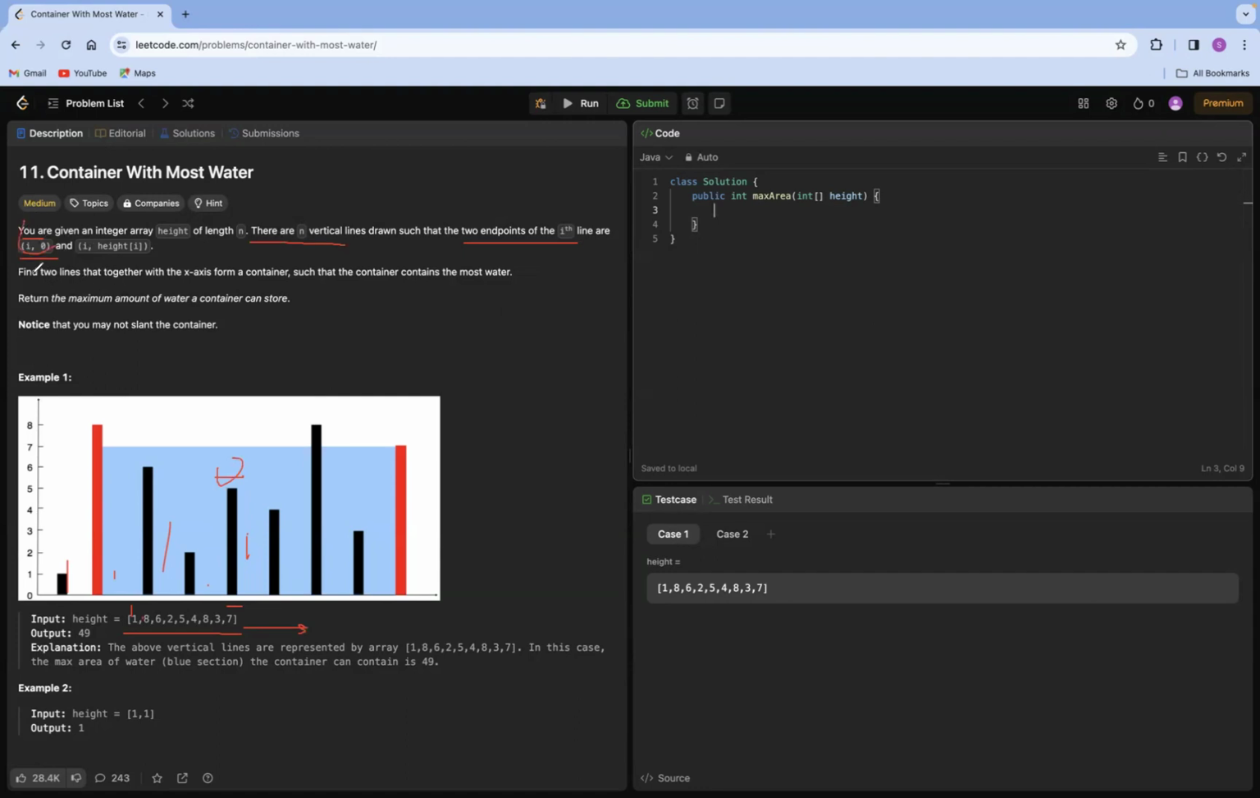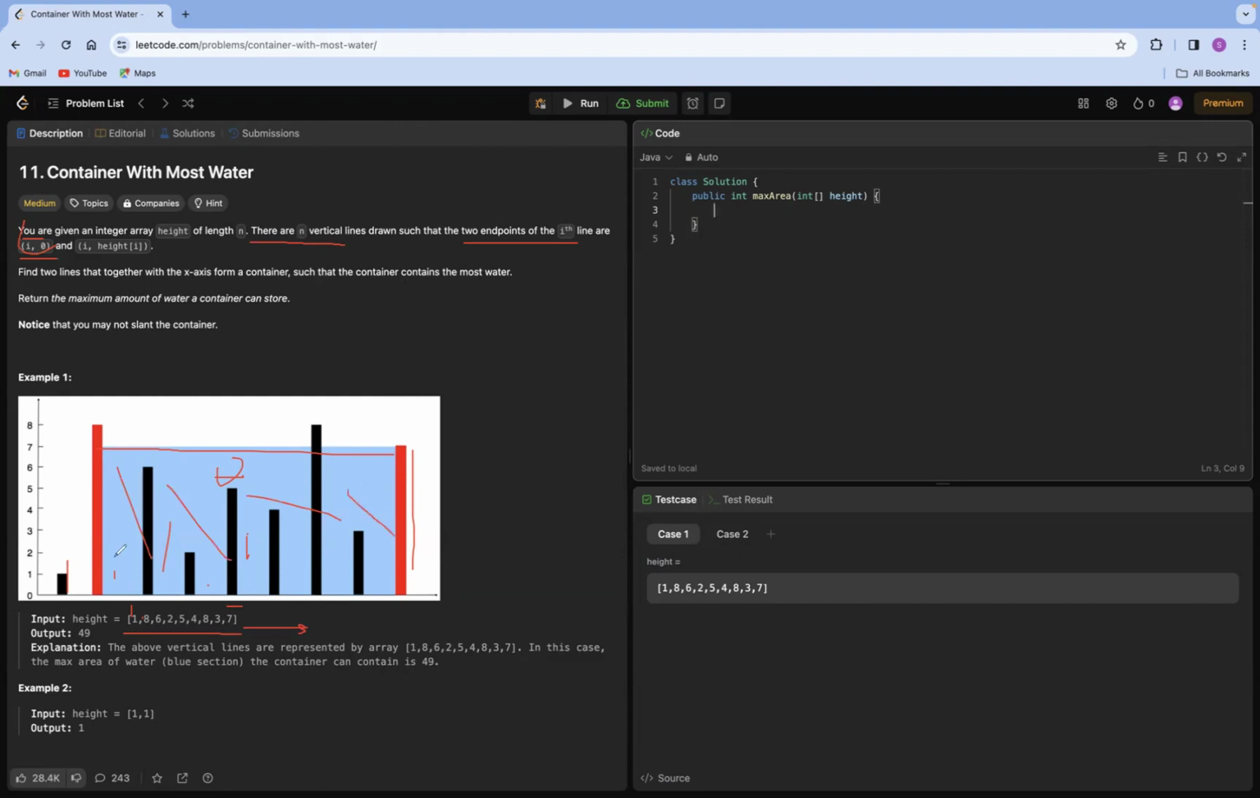Now what they are saying is, find two lines that, together with the x-axis, form a container such that the container contains the most water. So if we take the area between those two lines, that should be the maximum area, which will contain the maximum amount of water. That is their requirement.